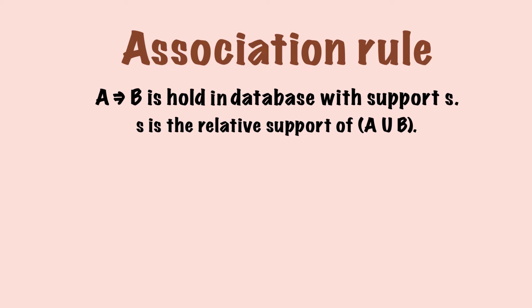Basically, the rule A to B holds in a database with support S, where S is the relative support of the union of A and B. The union means we have a new set containing all the elements that are in at least one of A and B.